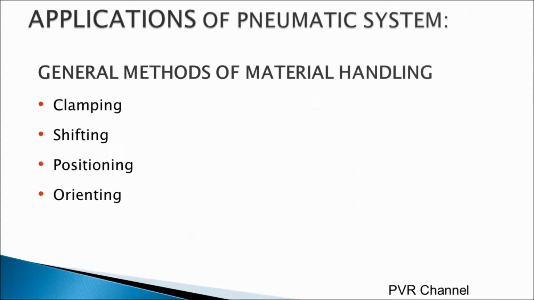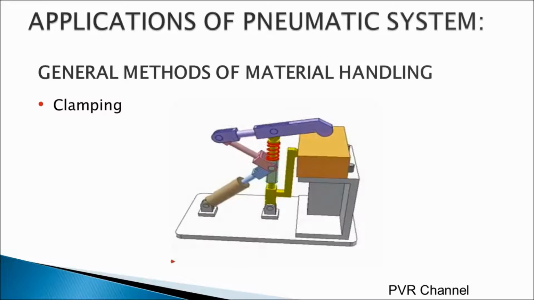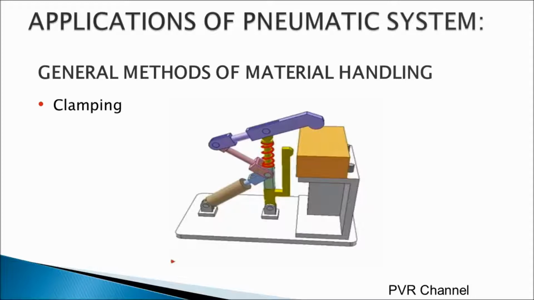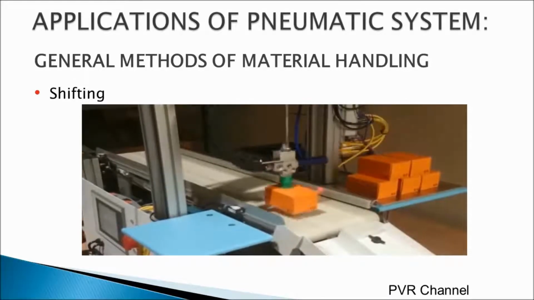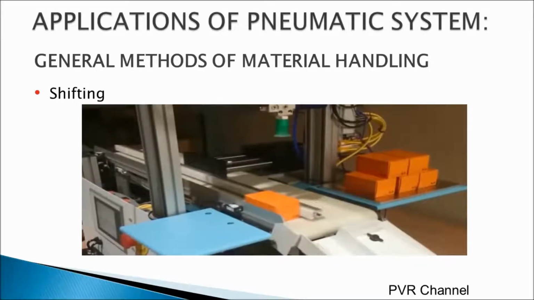Now, let us discuss the applications of the pneumatic system. We know that there are four general methods of material handling: clamping, shifting, positioning and orienting. This is an example of clamping of a workpiece by a pneumatic cylinder. You can see that when the cylinder is pressurized, it extends and the workpiece is held. When the cylinder is retracted, the clamping is not done. Now this is an example of shifting, a pick and place operation by a pneumatic cylinder with vacuum technology. You can see that the cylinder is picking a component from one place to another place. Similarly, it is for positioning and orienting.